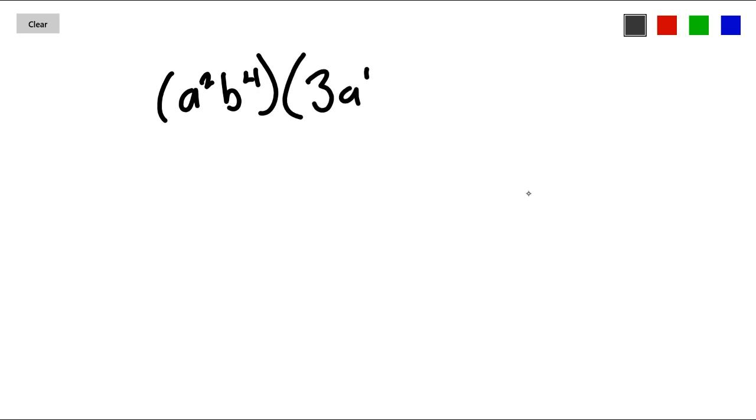Let's say I had the expression a squared times b to the fourth multiplied by 3a times b to the negative second power. So I can use the properties of exponents that I had before in order to carry out this operation and get it into one singular term. So I have a 3 and an implied coefficient of 1. So 3 times 1 gives me a 3 out in front. And then a squared times a gives me an a cubed. And b to the fourth times b to the negative second gives me a b to the second power.